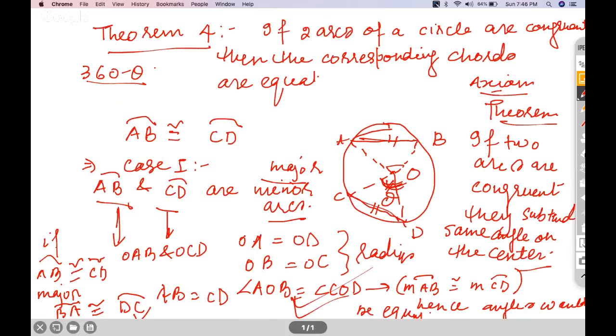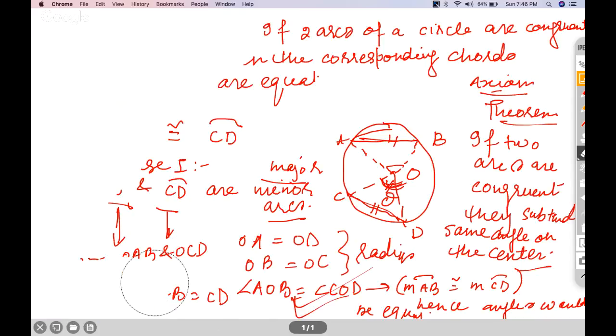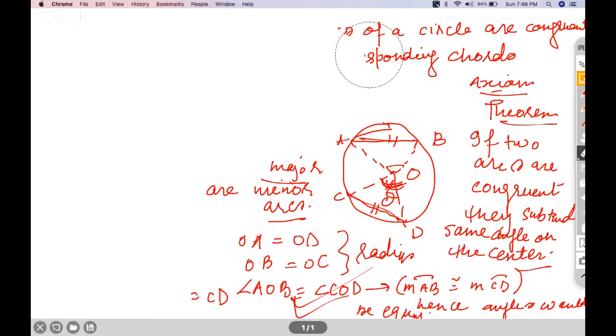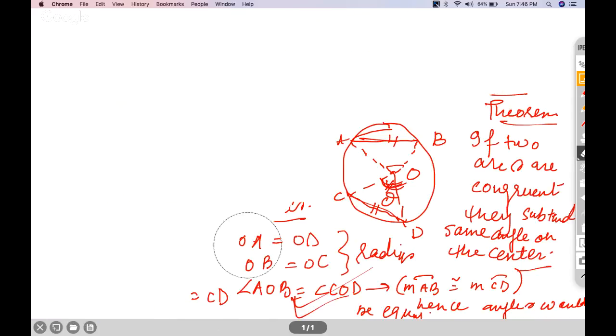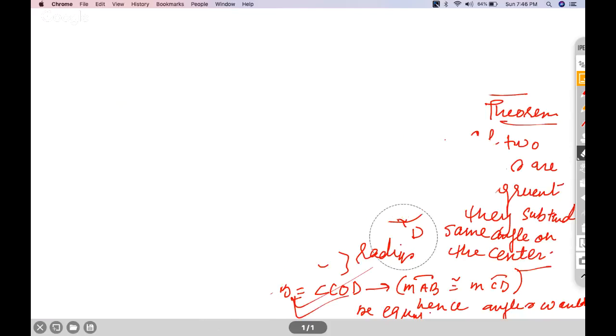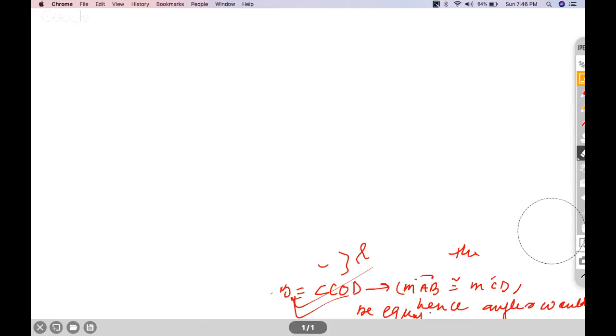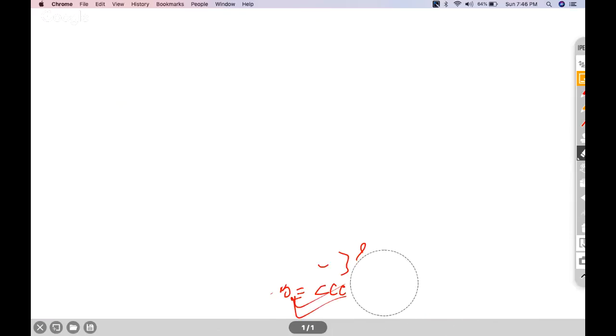So there is no other method. You just have to write one line that if minor arcs AB and CD are same, major arcs BA and DC would also be same. So in that case, the two chords would be same. So I have done it for both major and minor arc. There is very little difference. In minor arc, you can directly write that the angles are same. In major arc, you have to first show that the minor arc is same, and then you have to write that the major arc is same.